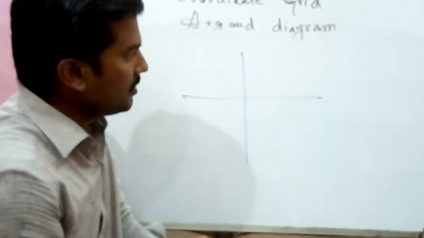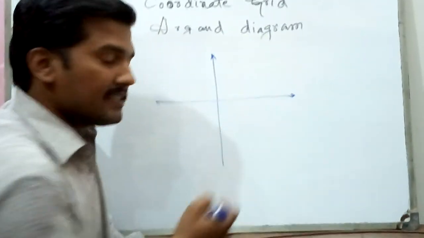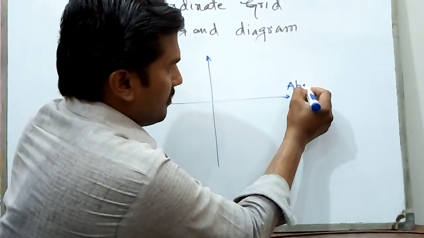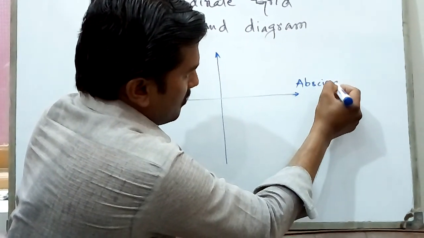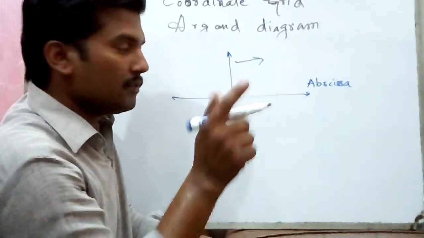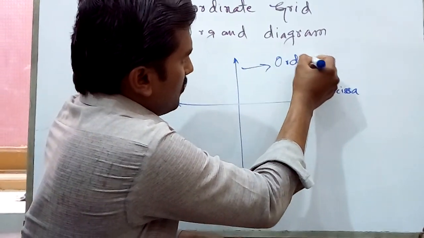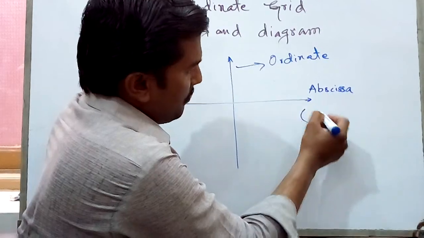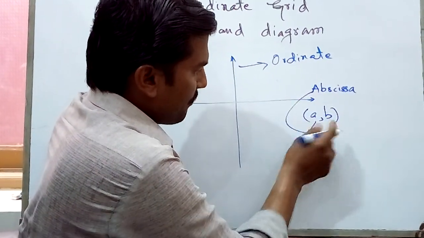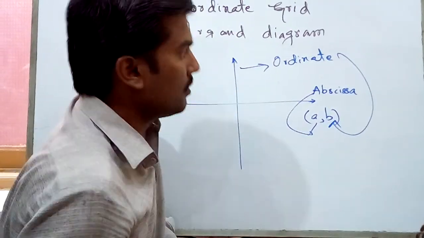Again we are drawing this horizontal and vertical line. This is called x-axis. The points on x-axis are usually called abscissa, and the value of y in a point is called ordinate. In a point, for example (a, b), the first element is abscissa and the second element is ordinate.